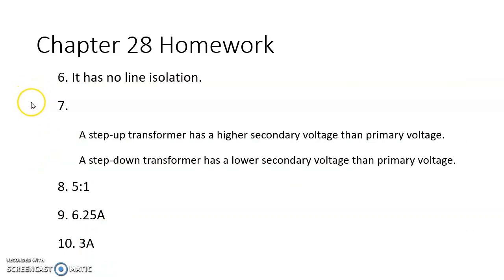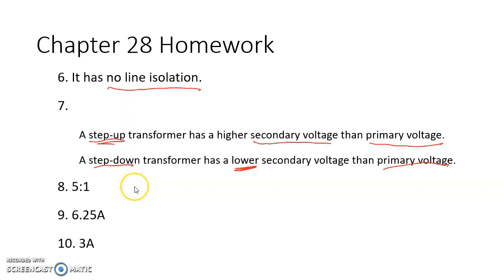Number 6, what is a disadvantage of an autotransformer? There's no line isolation like there is in an isolation transformer. It's literally the same winding in an autotransformer. Number 7, the difference between step-up and step-down transformers. A step-up transformer, like the name implies, steps up voltage, so the secondary voltage is higher than the primary voltage. A step-down transformer is exactly the opposite. The secondary voltage is lower than the primary voltage.